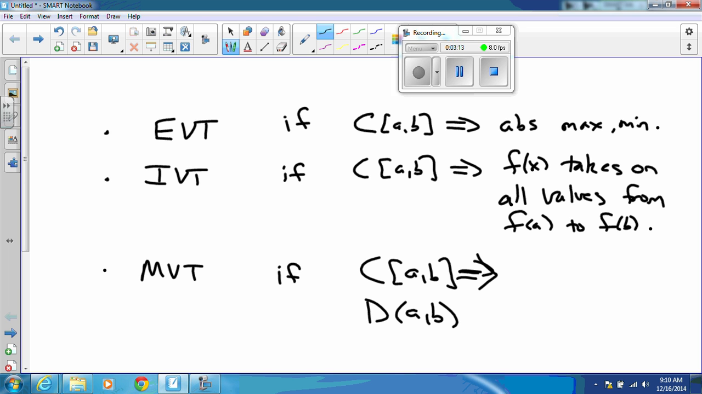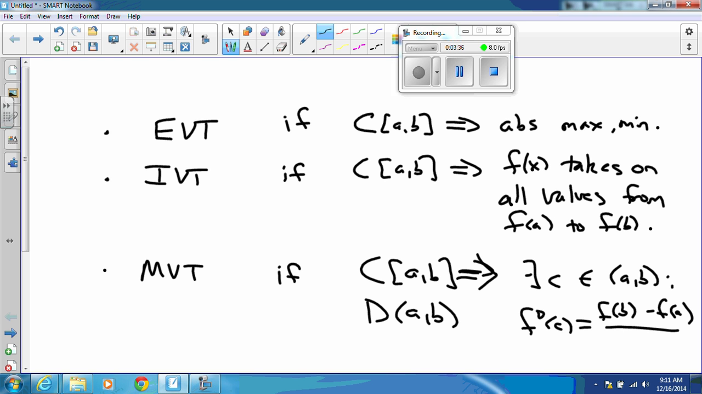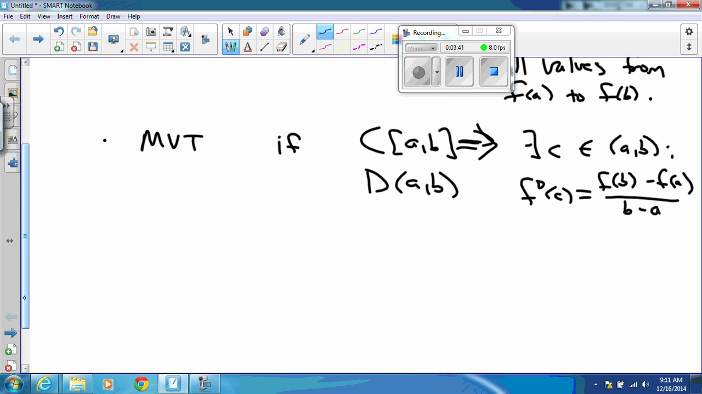So if the function is continuous on the closed and bounded interval, and differentiable on the open interval, what can I conclude? There is a C such that... where is that C? In the open interval a to b, such that f prime of C equals f of b minus f of a, over b minus a. Yes, good.